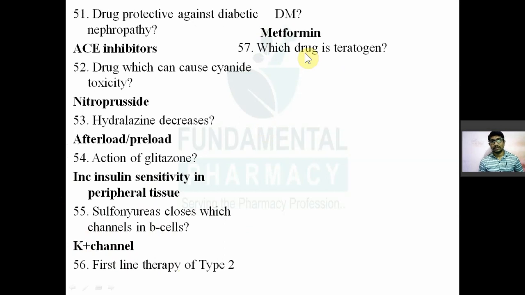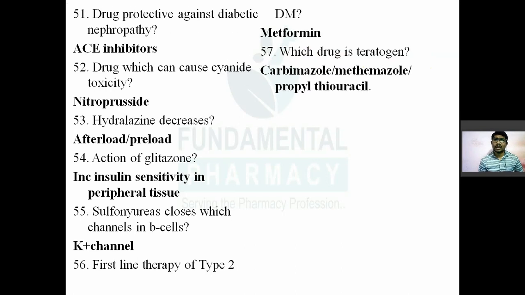Now next question, which drug is a teratogen? Teratogen means what? If a drug when taken by a pregnant woman is able to cause any malformation in the child or fetus, then it is known as a teratogen. सो बहुत सारे ड्रग होते हैं टेराटोजेनिक इन नेचर. फॉर एग्जांपल कार्बिमाज़ोल, मेथिमाज़ोल, प्रोपाइल थायोरेसिल, कार्बामेजेपिन, थैलिडोमाइड, फिनिटोइन, all these are known as teratogenic drugs.